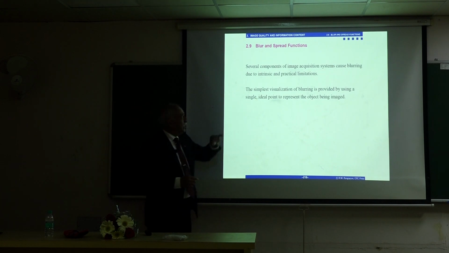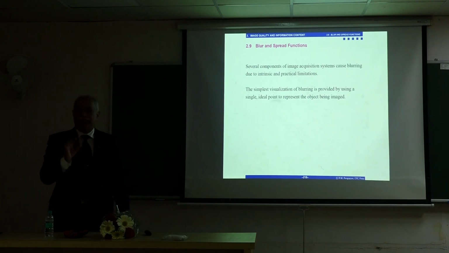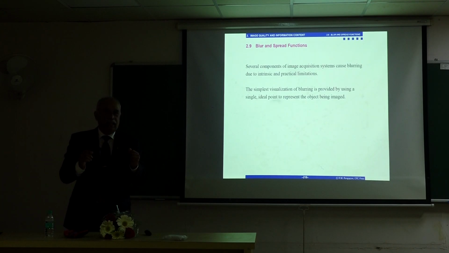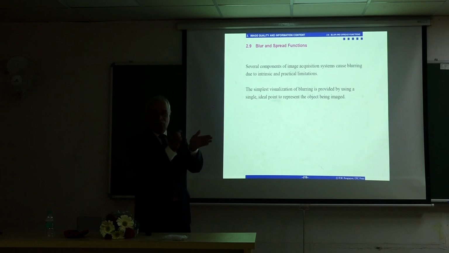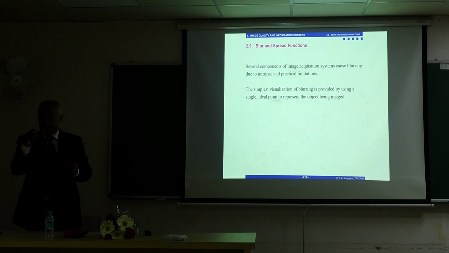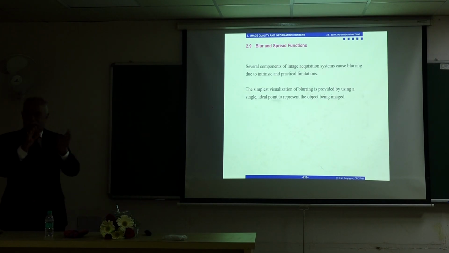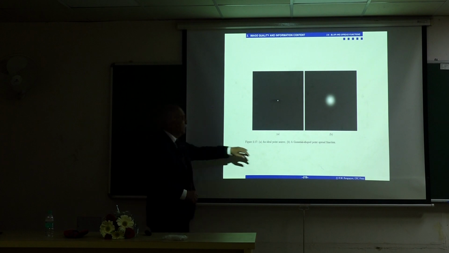The simplest visualization is the point spread function. Suppose I put one point, take a picture, or I want to write one point, but then the paper is absorbing the ink, so one point spreads over and becomes that big. Then that's a spread function. That is happening over time, but eventually it stops and then you get a blur, a point spread function. PSF is the point spread function.